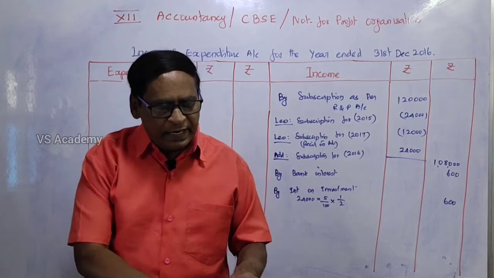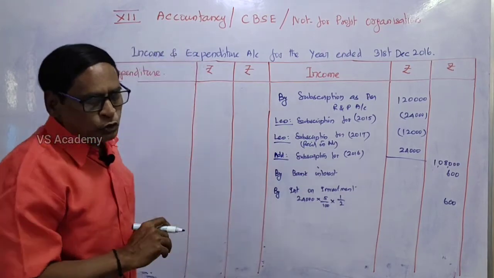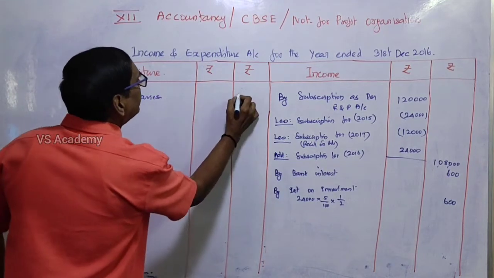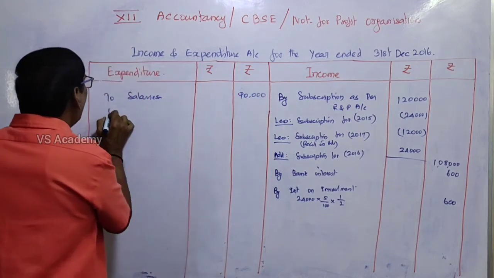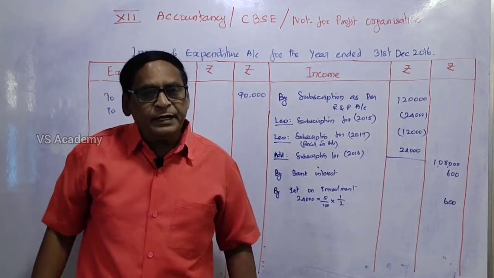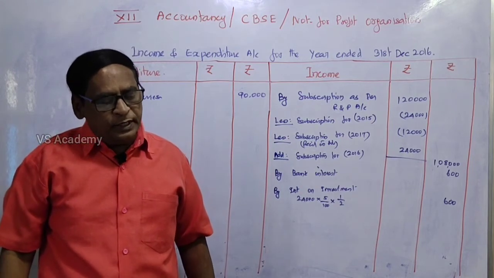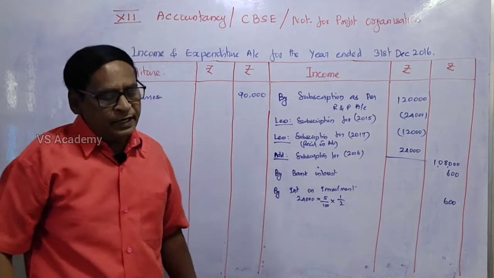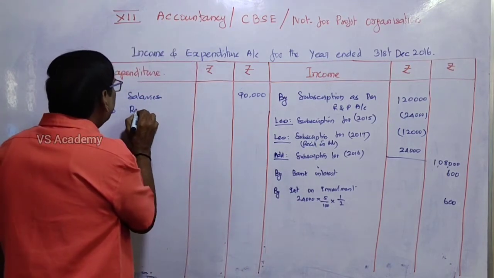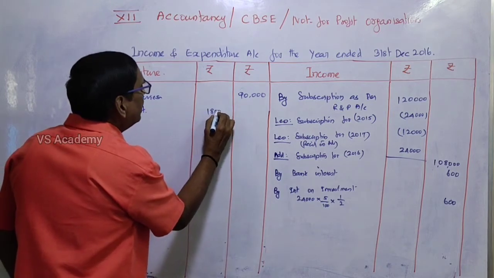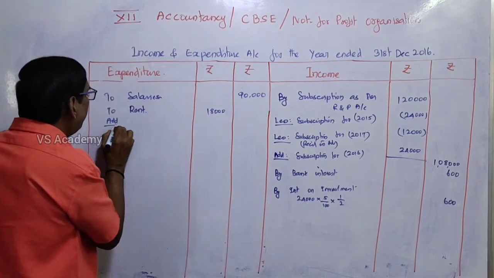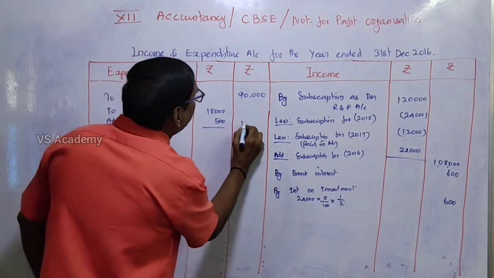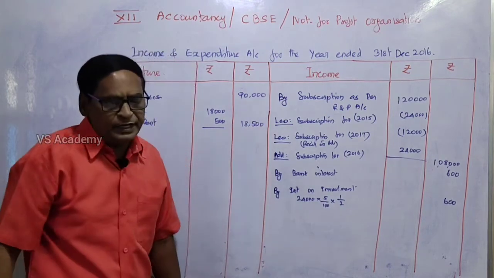Expenditure, the first one is salary. There is no adjustment. So to salaries 90,000 rupees. And then to rent, the actual amount as per receipts and payments account is 18,000, but in the adjustment column there is an outstanding for 500 rupees. So we have to add it. So to rent 18,000, add outstanding rent 500 rupees. So 18,500 rupees it is for rent.